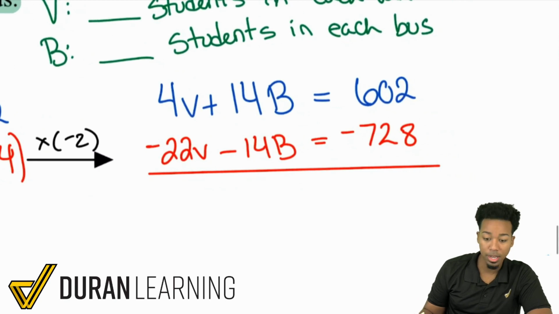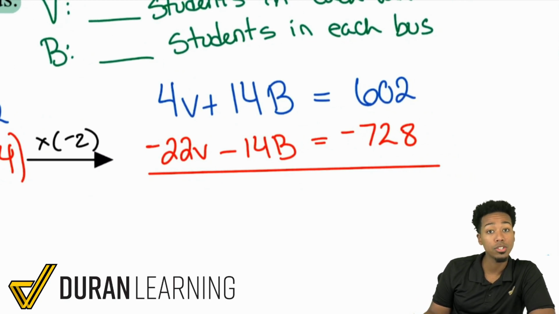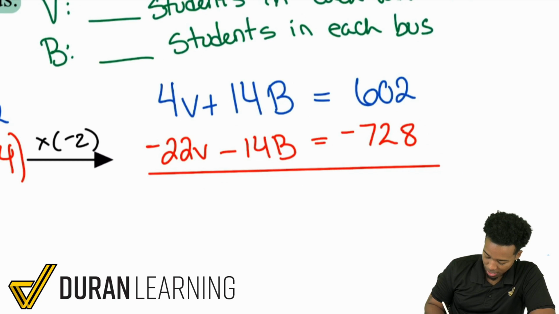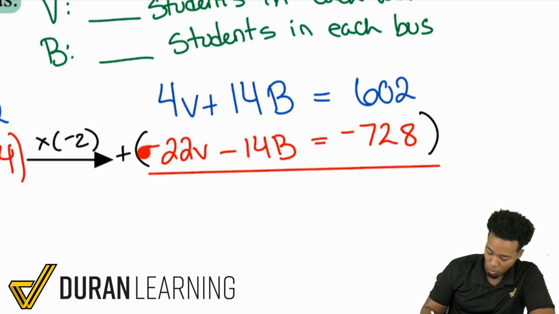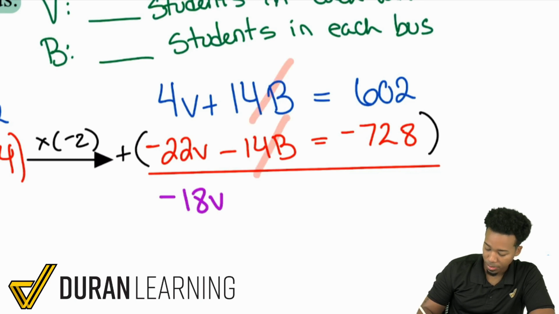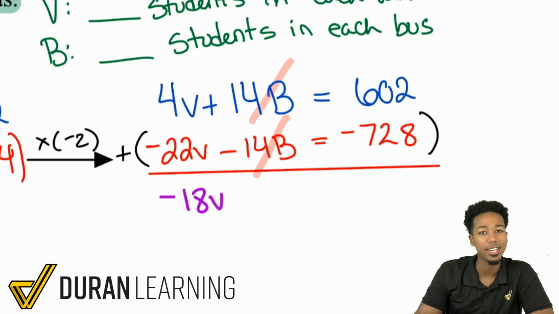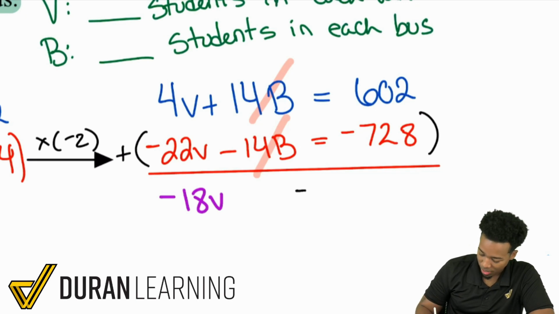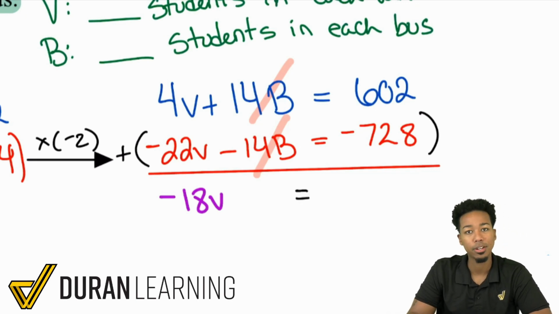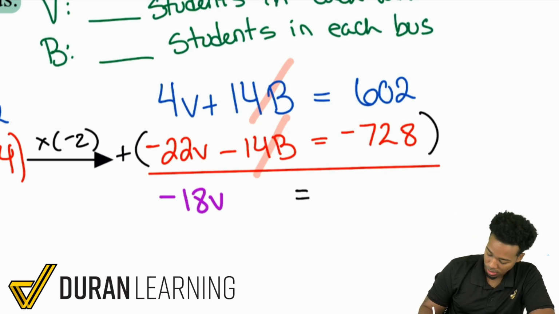So here's what I can do now, my math party people. I'm checking this out, and I can add these two equations together. Adding them together, what do we get? When I add them together, I have 4 minus 22. That's going to give me negative 18V. Then I see over here, positive 14B, negative 14B. Add those together and they eliminate. And then lastly, what we have here is 602 minus 728. And that's going to give me negative 126, right over there.